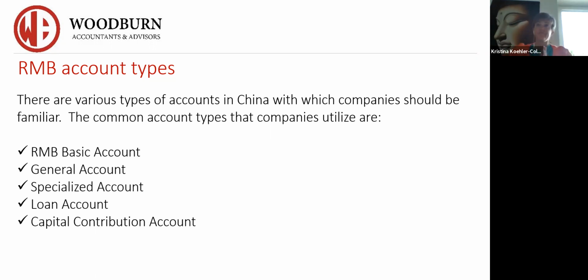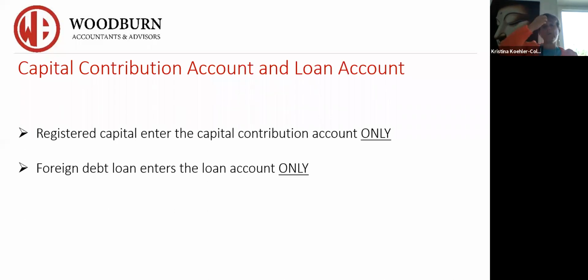Like I said, most startups will start off with the capital contribution account and the renminbi basic account to get things running, flowing, and everything can be done out of those 2 accounts. Again, what we want is simplicity and reduce any form of complexity.